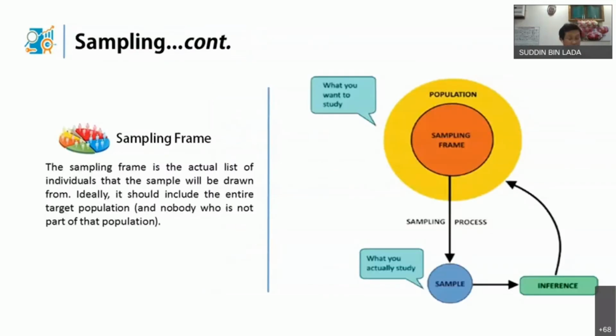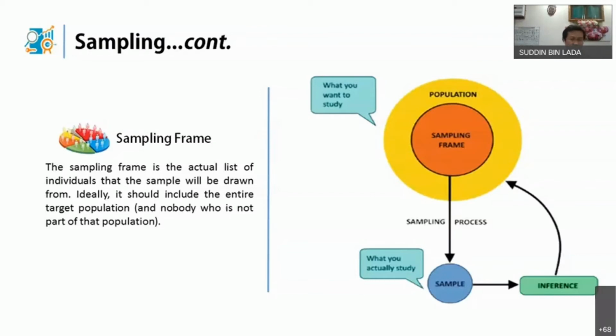All right, sampling frame. Okay, if I may, I will read from here directly on the definition. It is the actual list of individuals that the sample will be drawn from. Okay, ideally it should include the entire target population, but yes, it is impossible for you to target all the population. That's why sampling comes into major consideration in any research. Okay, but before we choose, we need to know the frame.